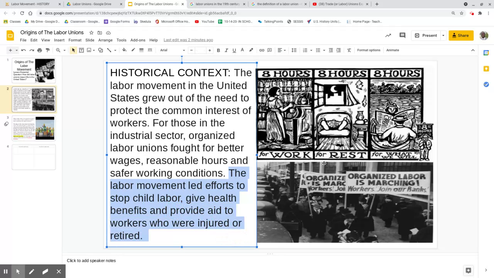And these images relate to some of the goals of the labor movement. 8 hours for work, 8 hours for rest, and 8 hours for what we will, meaning 8 hours to do what you want to do.